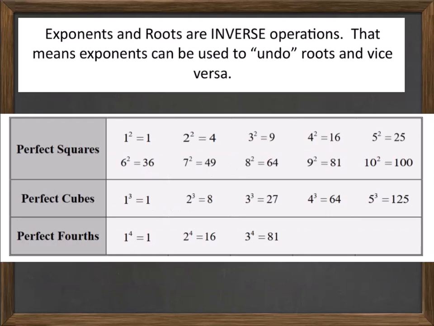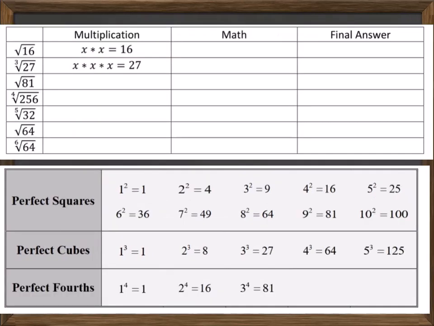Before we do that, however, I want to make a note that exponents and roots are inverse operations. That means exponents can be used to undo roots and vice versa. You can see here we have a table of perfect squares, perfect cubes, and perfect fourths. Why am I looking at exponents when I want to use roots? The answer is that being familiar with these can help me find roots. So let's move on to some numbers.